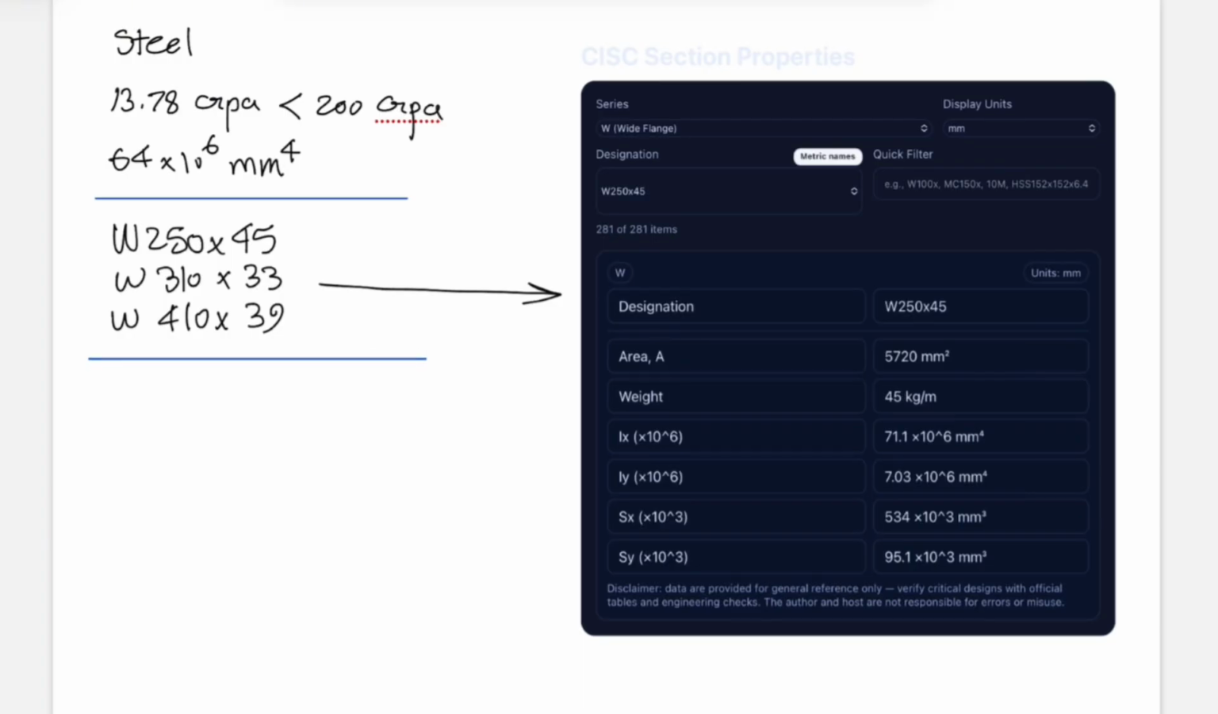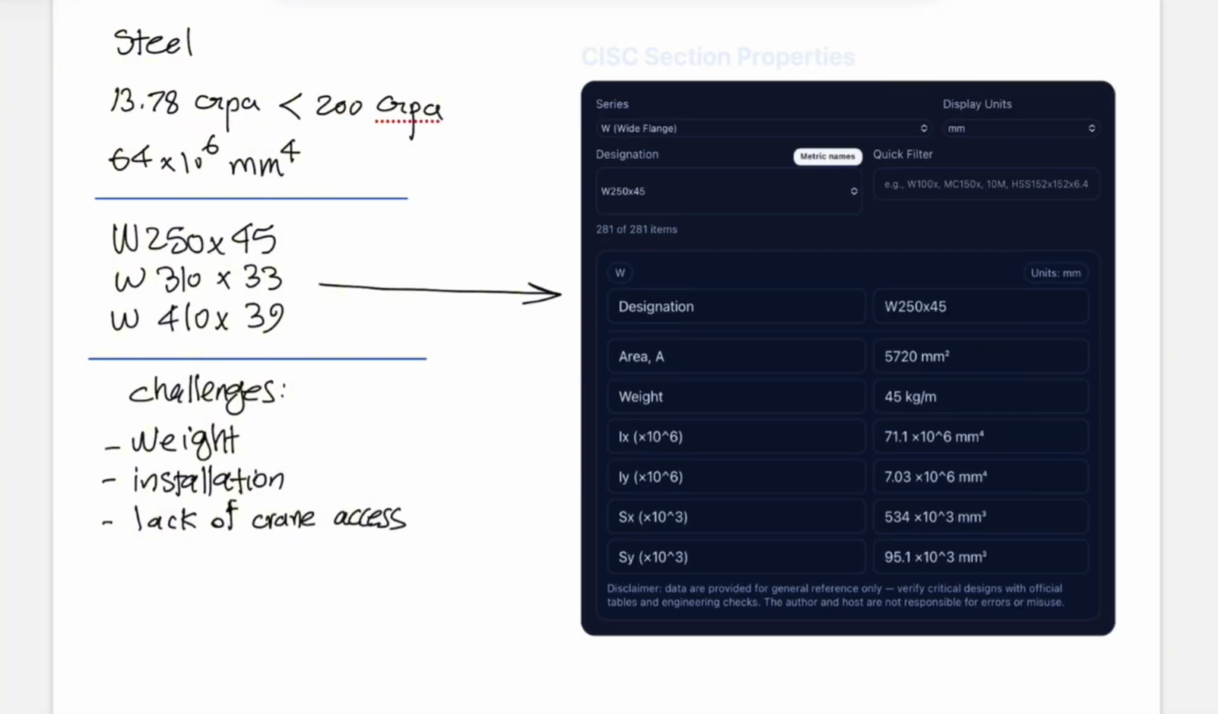The problem, however, with the steel sections is weight, installation inside an existing house, lack of crane access, and ceiling drops all become practical challenges. So the challenges are weight, installation, lack of crane access, and ceiling drops.